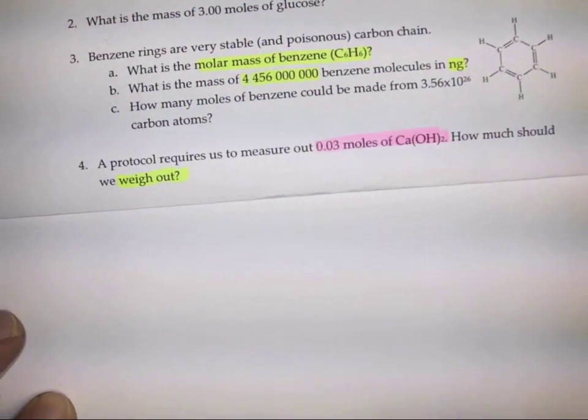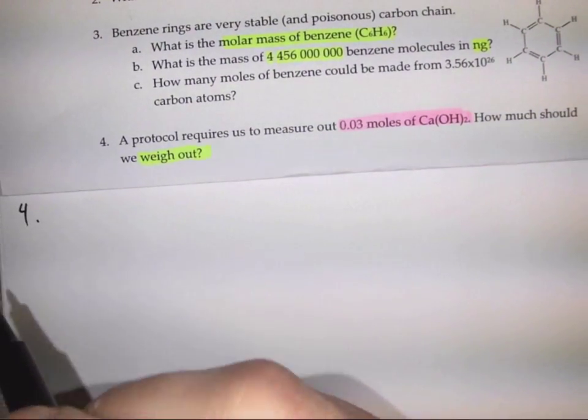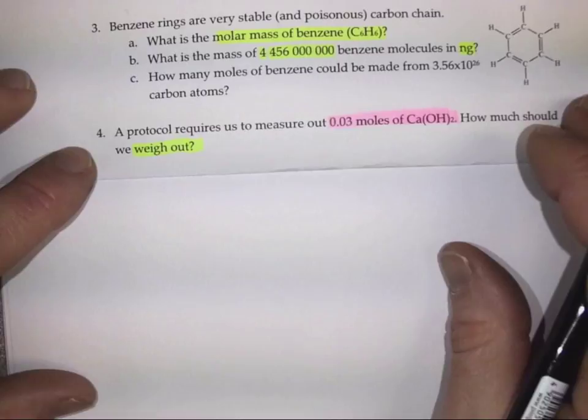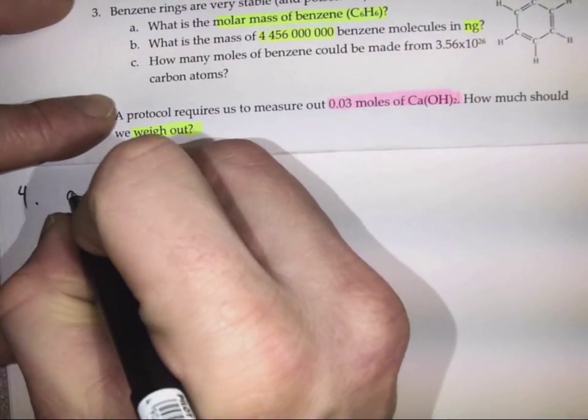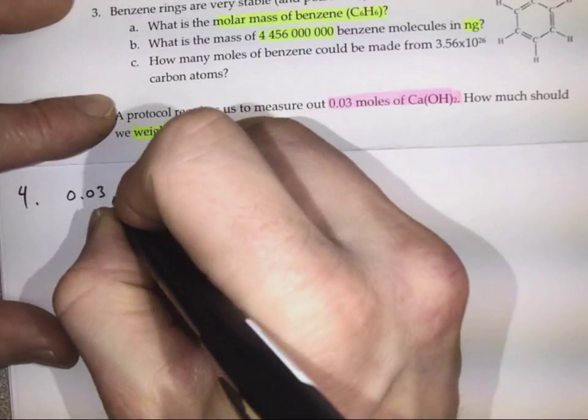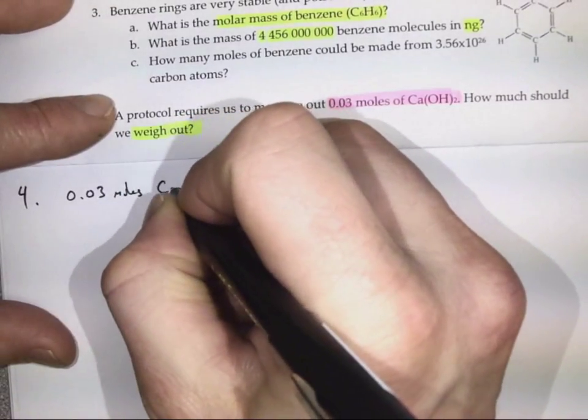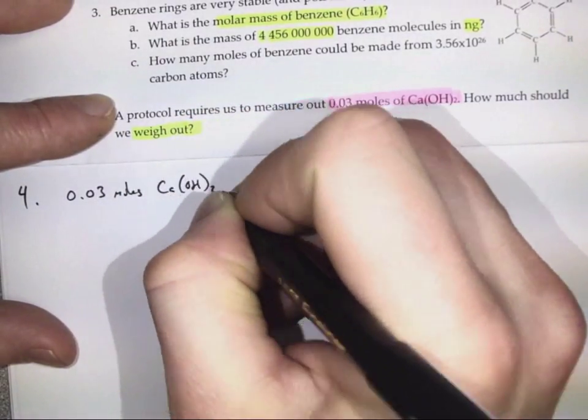All right, so question 4. A very important type of question to be able to answer. We know we have 0.03 moles of calcium hydroxide. Great.